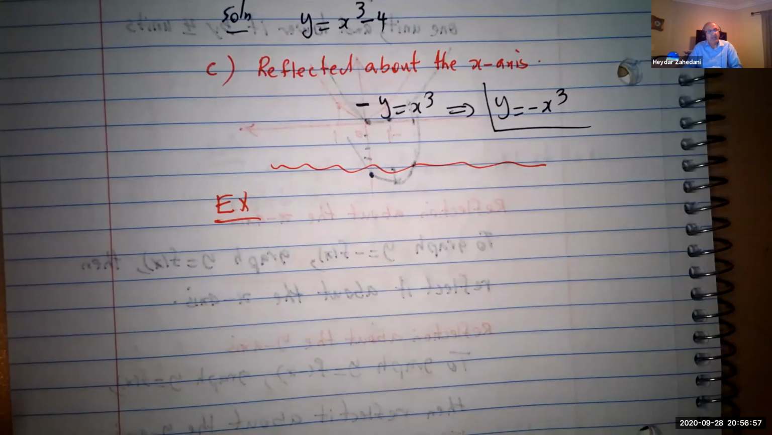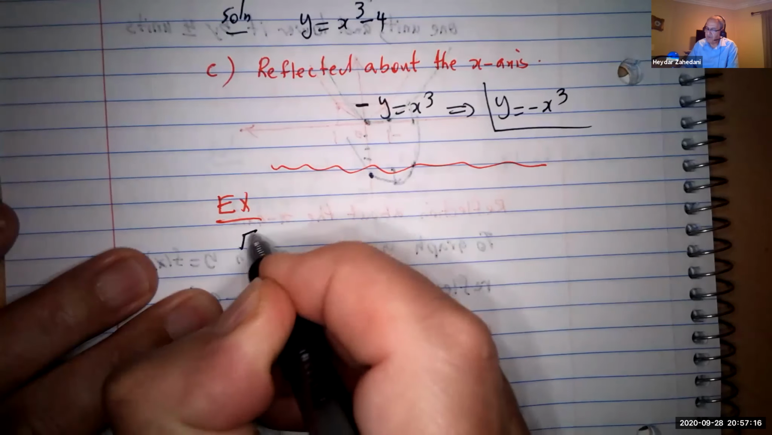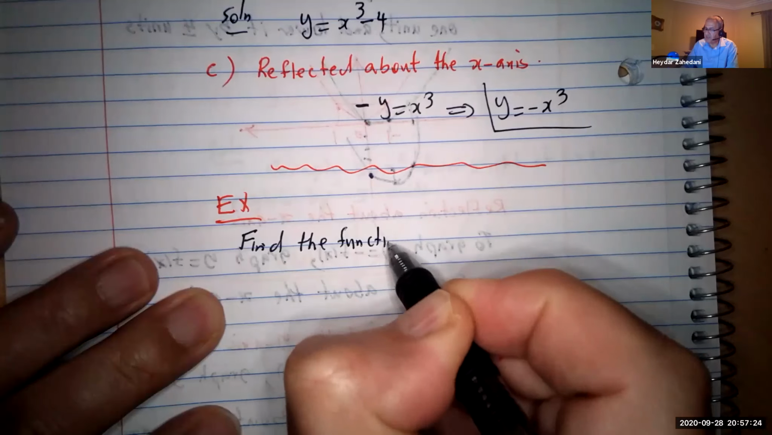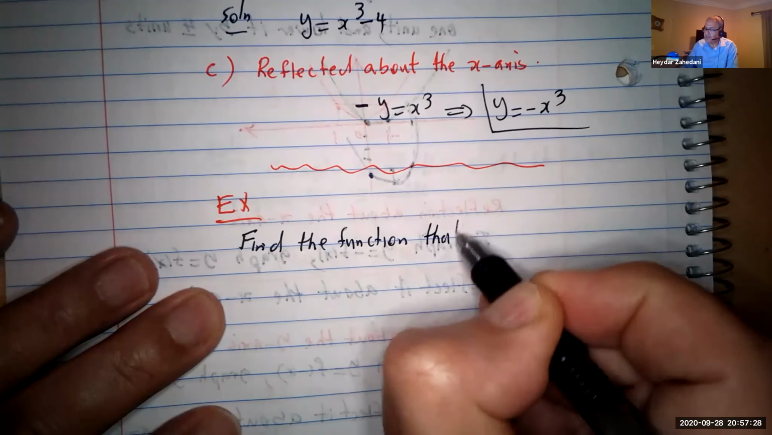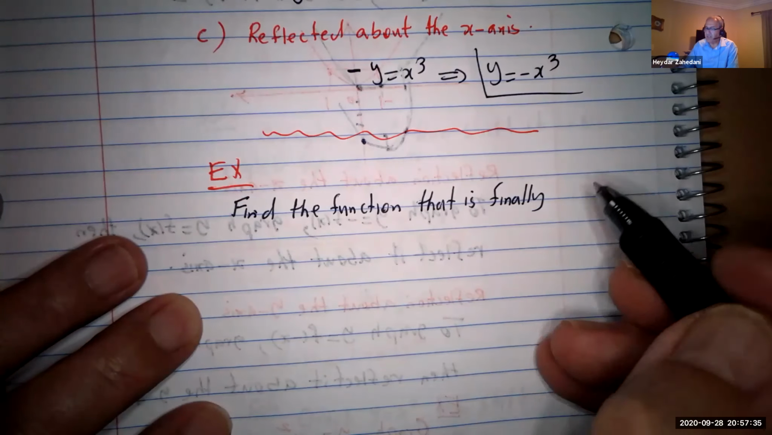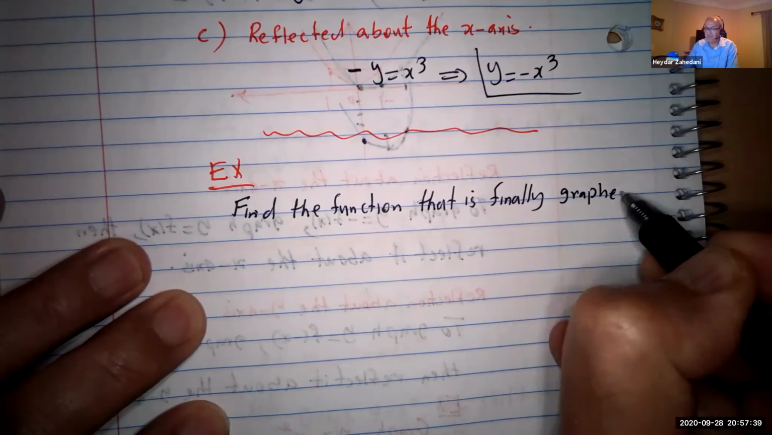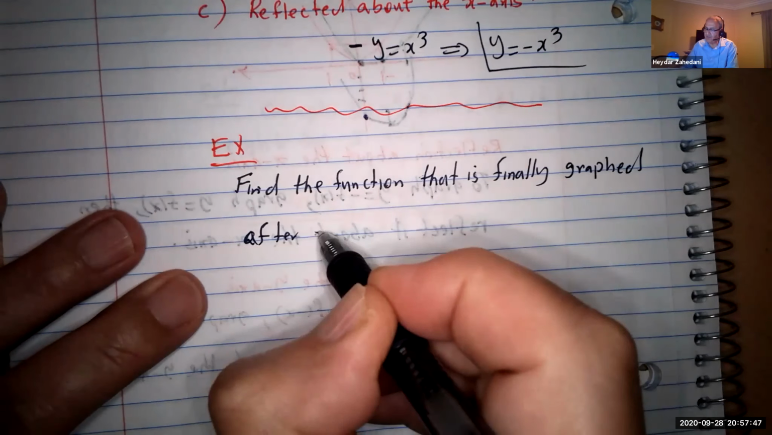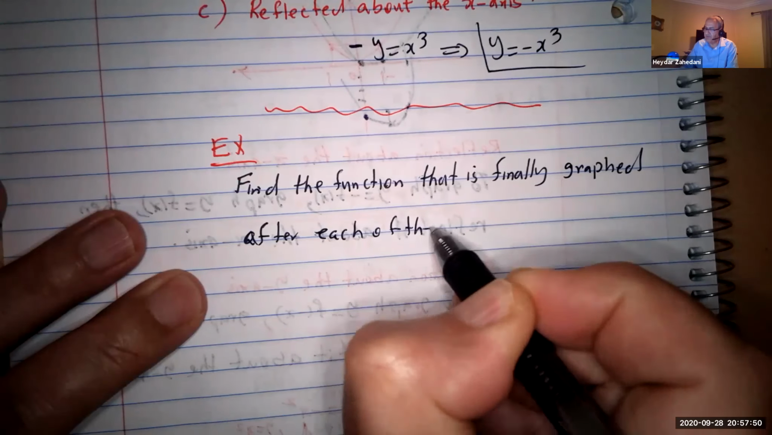But the nice one is the next one. We give you a series of actions, and we want you to give us the resulting function at the end. We start with the function and apply the following operations in order. So we want to know what the last function is, if you like. We want you to find the function that is finally graphed after each of the following.